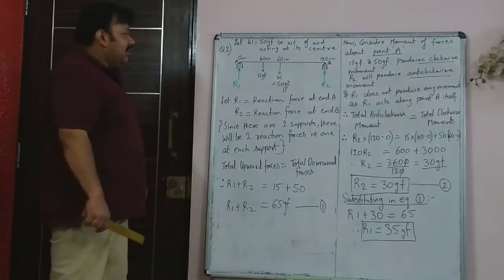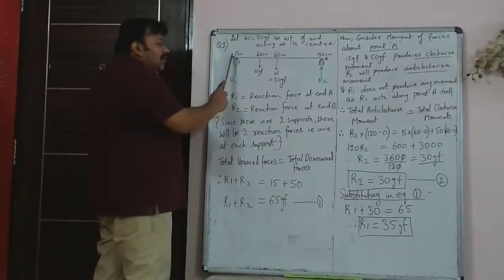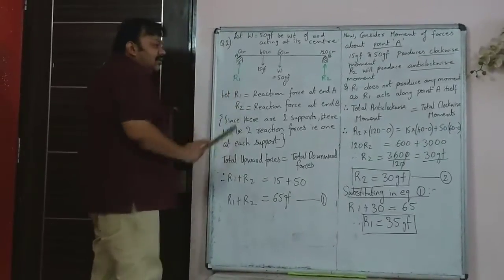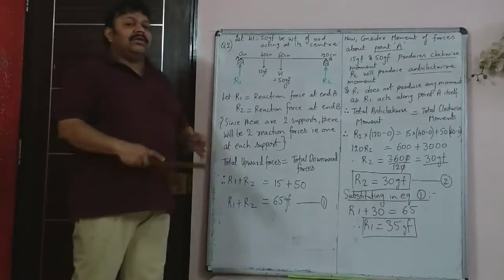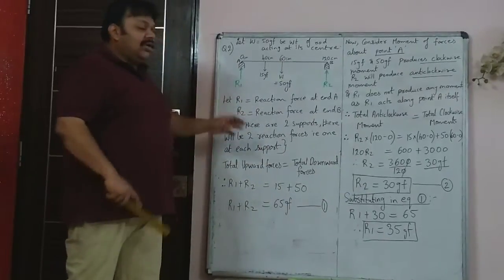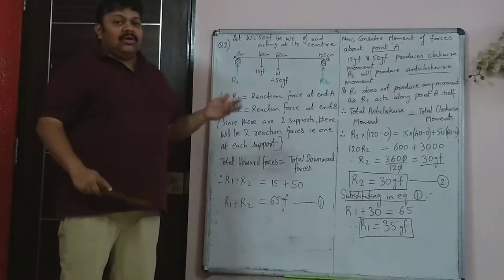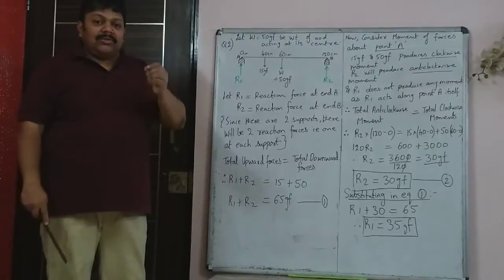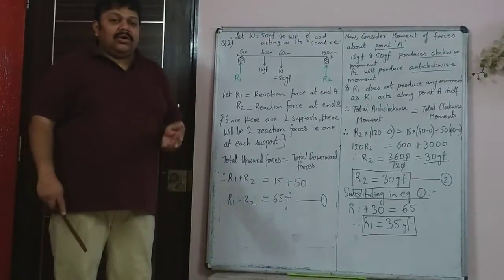So when I am considering point A, now R1 is acting at the point A itself. So the distance from the point A is 0. So R1 will not produce any moment. I told you, it is like trying to open the door by pulling the hinge. The door will not open.